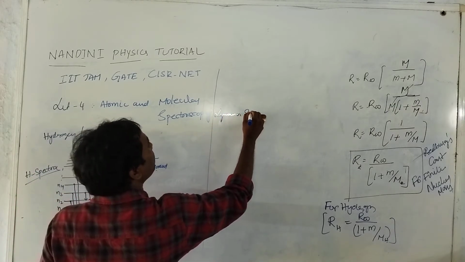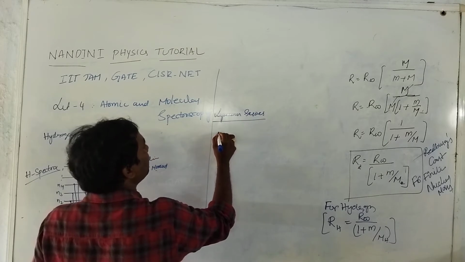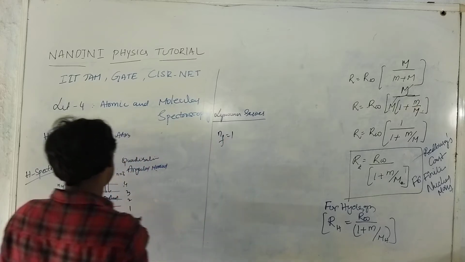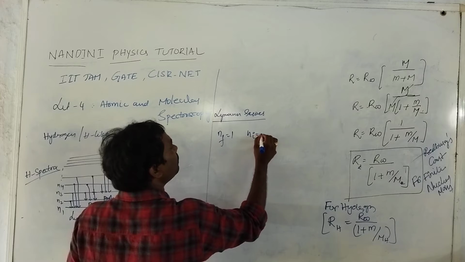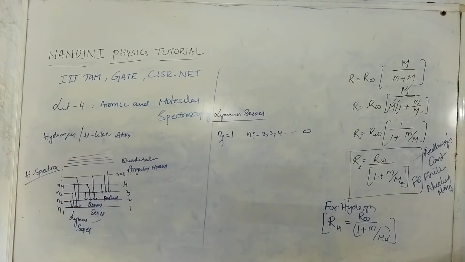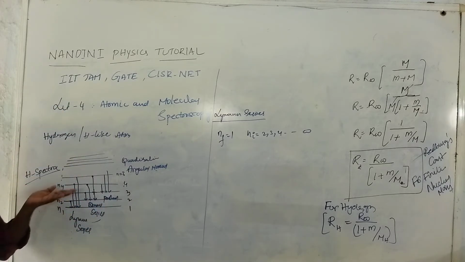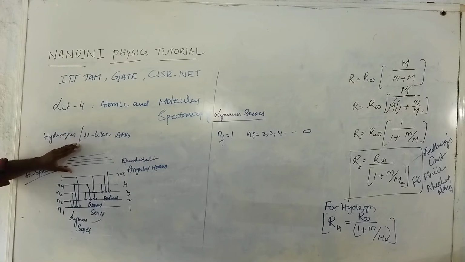In the Lyman series, the final state nf is the first state only. The final state is the first state, and the initial state starts from 2, 3, 4, and so on up to infinity. These are the infinite levels of the hydrogen spectrum. This spectrum consists of levels starting from 1, 2, 3, 4, 5 up to certain levels. At infinity, the levels come very close.